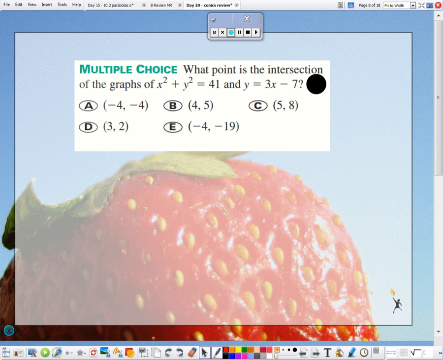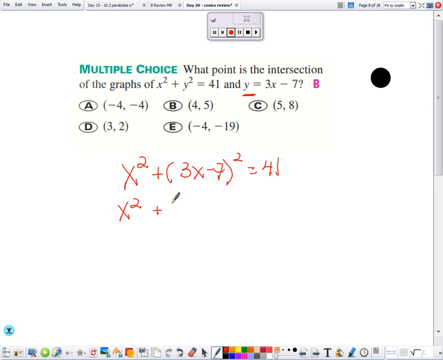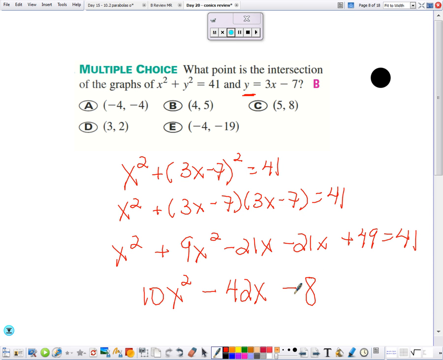What is the intersection of these graphs? You should get B as your answer. This is a substitution problem since this one already has y isolated. Do not distribute the square. You have to multiply 3x minus 7 times 3x minus 7. So we get 10x squared minus 42x, and I'm going to subtract the 41 over while we're at it.